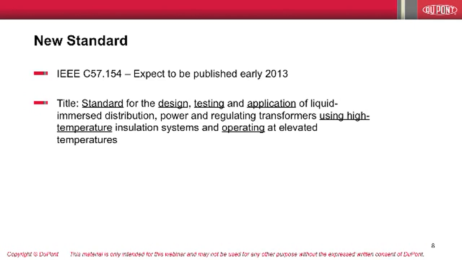Note that this standard applies only if high-temperature insulation is used and the unit is operated at temperatures that exceed that of a normal transformer, as defined in IEEE C57.12.00, which is the base standard for liquid immersed transformers. This means that C57.12.00 still governs transformers that operate at normal temperatures even if they use high-temperature insulation.